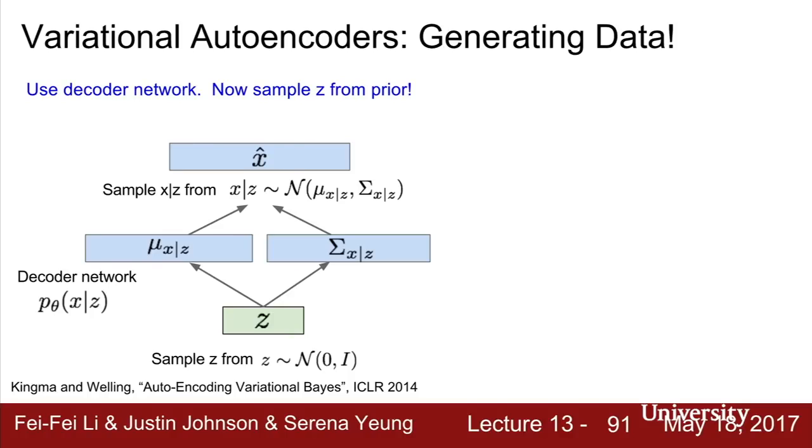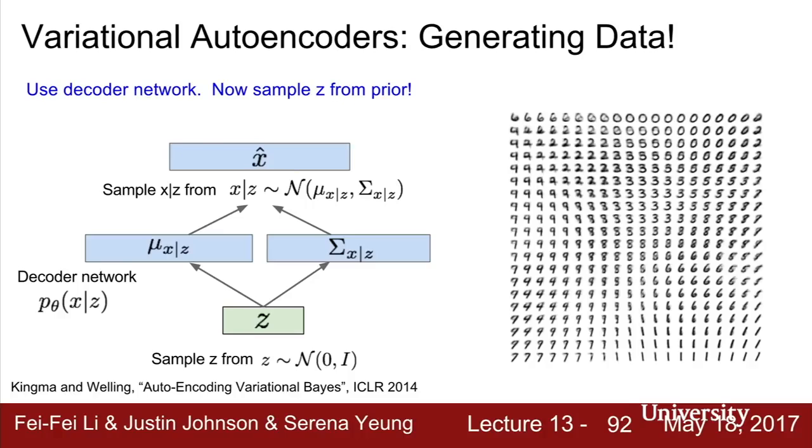Okay, once we've trained our VAE, to generate data we can use just the decoder network. We sample z, but instead of sampling from the posterior that we had during training, during generation we sample from our true generative process. We sample from the prior that we specify, and then we sample our data x from there. In this case, trained on MNIST, these are samples of digits generated from a VAE trained on MNIST.